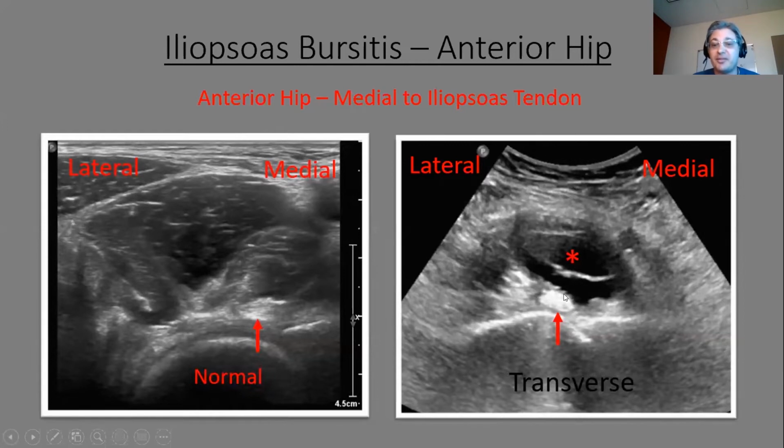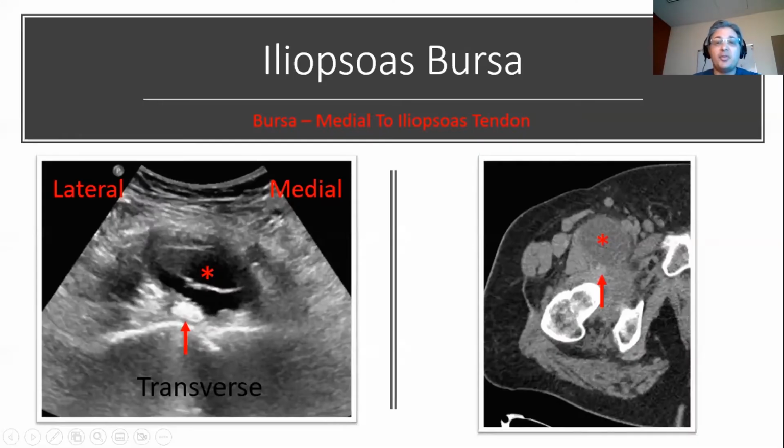However, when we jump to this transverse sonographic image of the anterior hip, we see in its expected anatomic location a cystic mass representing the iliopsoas bursa, anterior and medial to the echogenic iliopsoas tendon, our anatomic landmark for the iliopsoas bursa. Again, I just want to juxtapose the CT and the ultrasound to reinforce the anatomy.